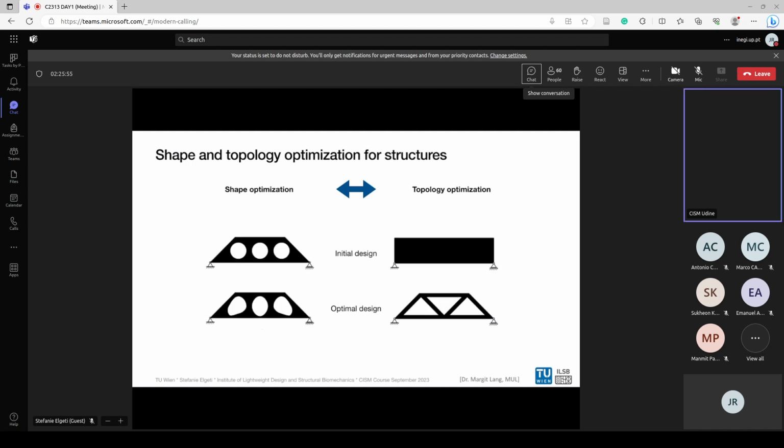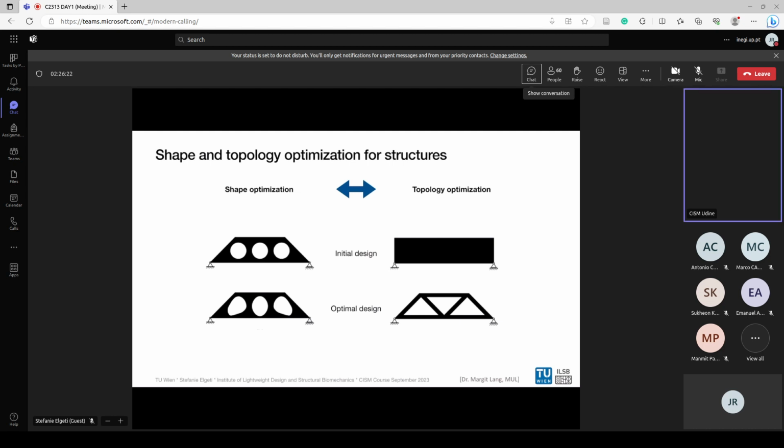Here it is. So in shape optimization, this could be an initial design. For example, we already decided for 3 holes, and then we just kind of adjust the shape of these holes, whereas in topology optimization, the initial design is just a very big domain, and then those holes sort of appear throughout the optimization.